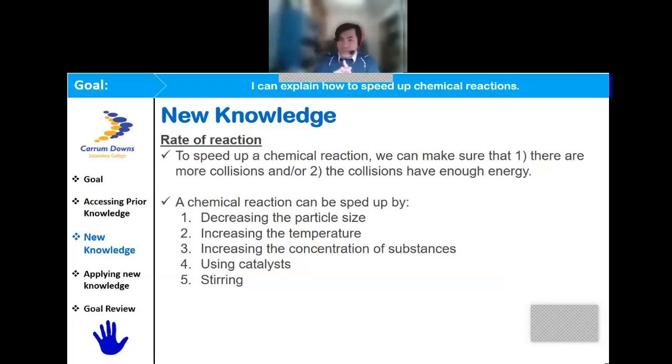So how can we make more collisions, or give them more energy to collide? There are a few things we can do. You can decrease the particle size, increase the temperature, increase the concentration, use a catalyst, and also stir. Remember when we were doing experiments, a lot of the time I gave you a stirring rod and said, just stir it. That's just to speed up the chemical reaction.